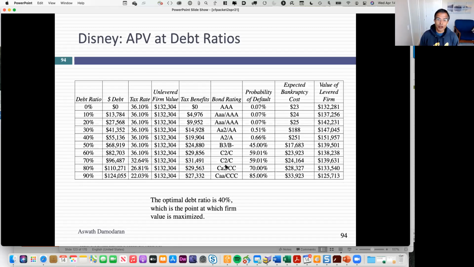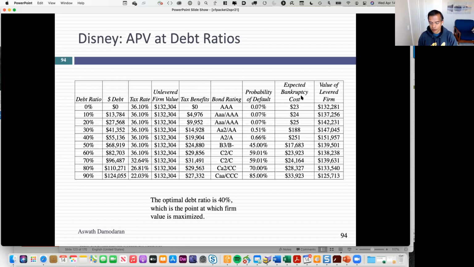I also assess the rating. Why do I need the rating? Because the rating is what's allowing me to come up with the probability of default. And no surprise, as I borrow more money, my probability of default increases. In fact, by the time I get to 70 or 80% debt, I'm looking at a 59, 60% chance of failure. You multiply the probability of default by the value of the firm, you come up with an expected bankruptcy cost.